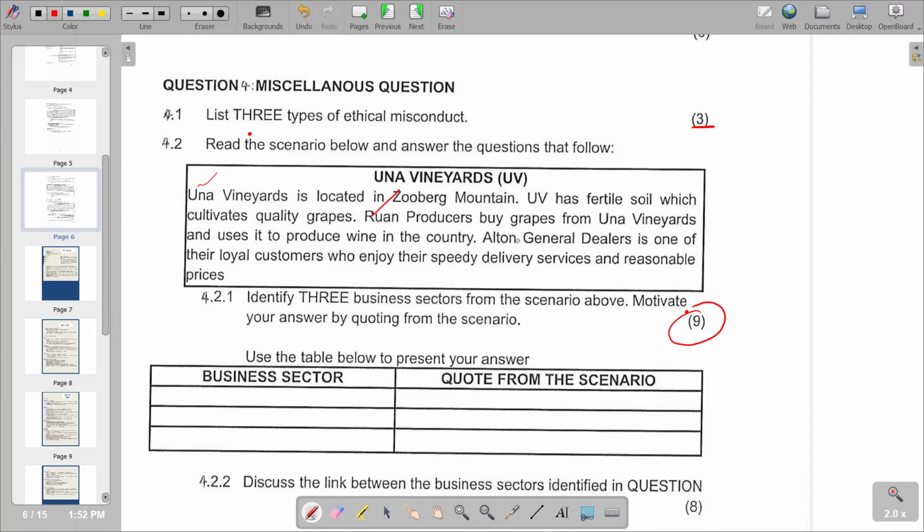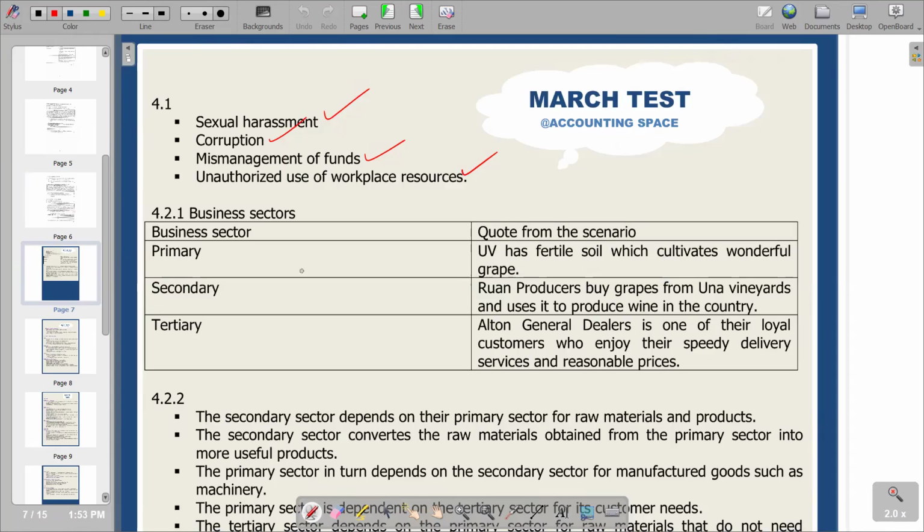The third sentence is: Auto General Dealers is one of their loyal customers who enjoy their speed delivery services at reasonable prices. So speed delivery services, these are transport services, and we know that transport services fall under the tertiary sector. So we have the tertiary sector as the last one. In our other section, we have that presented in our table, whereby under the primary sector, we have the first sentence motivating that, then the secondary sector, the second sentence motivating that, and then under the tertiary sector, we have the third sentence motivating that.